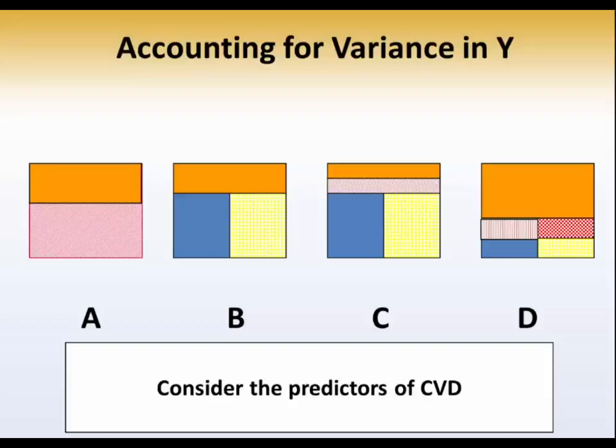The more X's that are associated with Y, the less error there will be, and the greater your prediction will be. Notice that it's not always the total number of predictors that's important, but rather how correlated with the Y variable the predictors are.